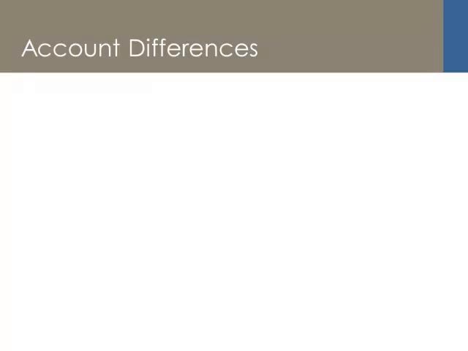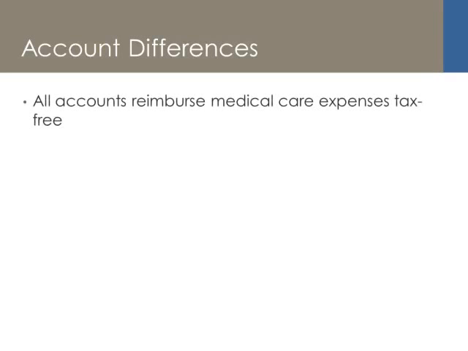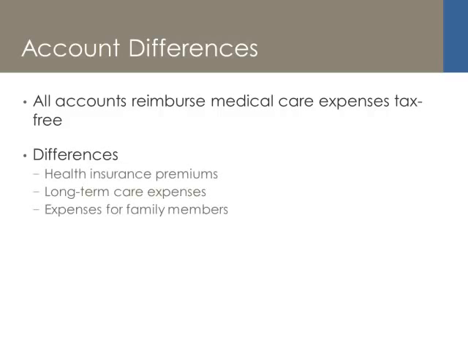FSAs, HRAs, and HSAs are similar in that they all reimburse medical care expenses on a tax-free basis. However, there are important distinctions between the accounts when it comes to other expenses. Specific rules relate to things like reimbursement of health insurance premiums, long-term care expenses, and expenses of certain family members.